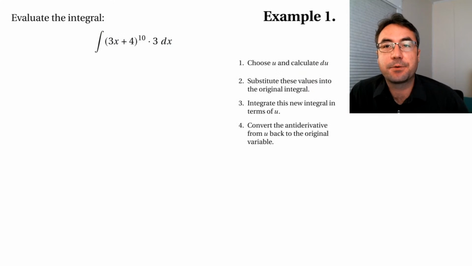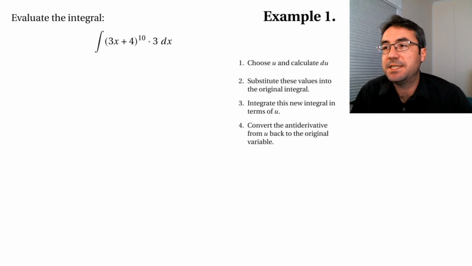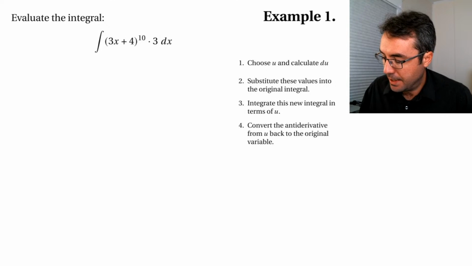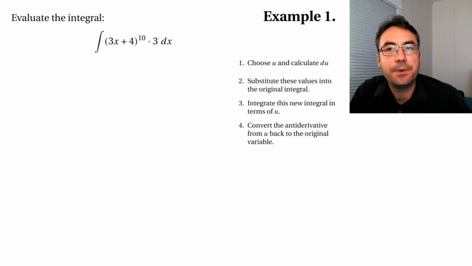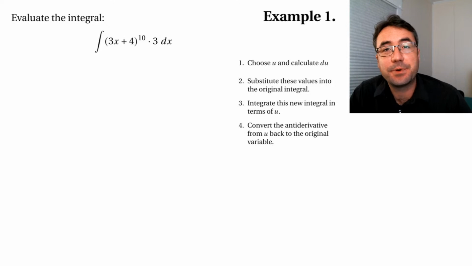So we're going to do the integral of (3x + 4)^10 times 3 dx, and we're going to see how the substitution rule works. Our first step is to choose u, and then once we've figured out u, to calculate du. Our guiding principle for choosing u is that it should be the inner function. We see parentheses, and inside those parentheses we have 3x + 4.